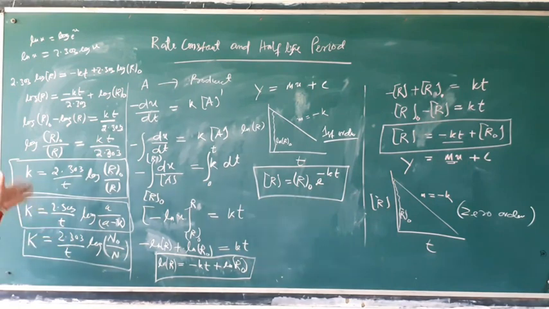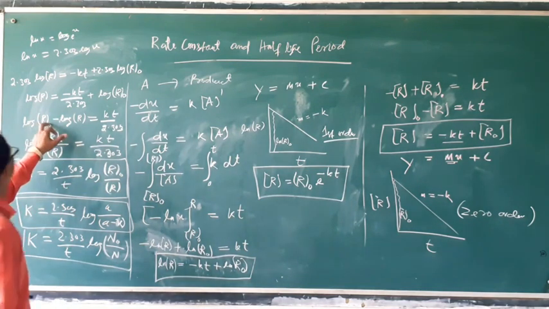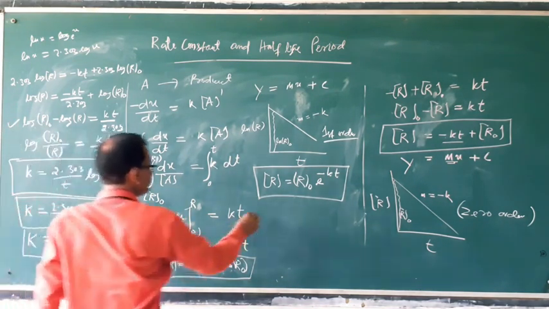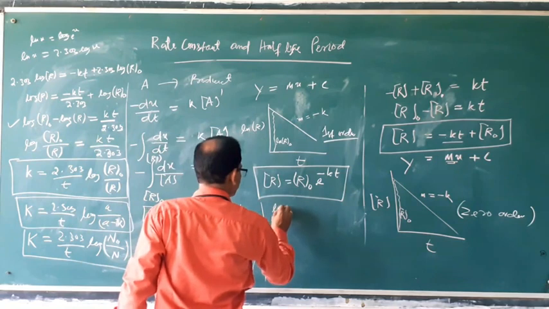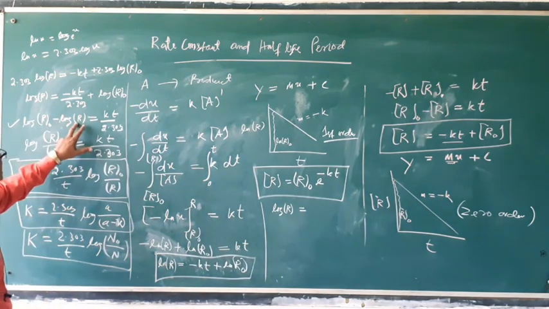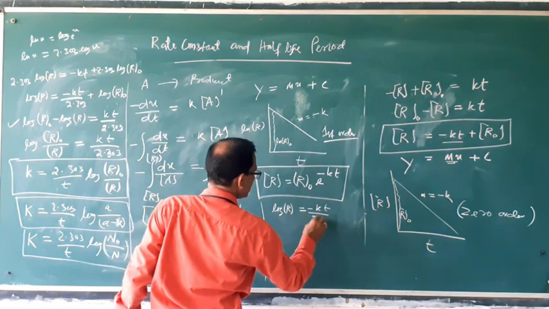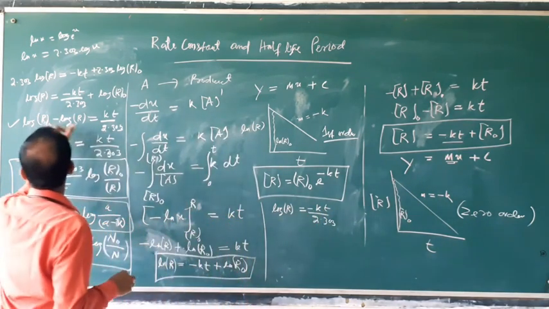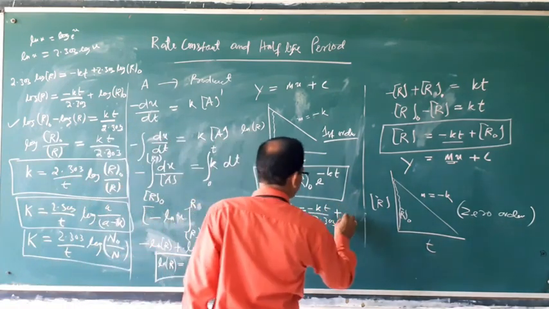So this is the expression of first order. But if you take it in logarithm form, if you draw the graph in logarithm form, which one? This one. You take from this, log r is equal to, just check it, log r is equal to minus kt by 2.303, okay, plus what? Log r0.